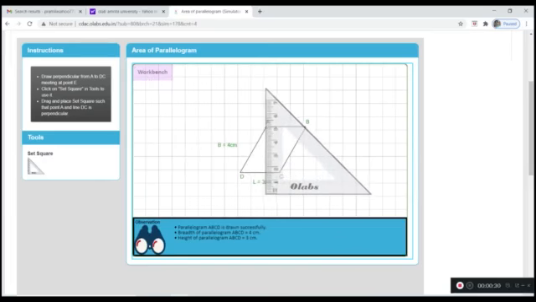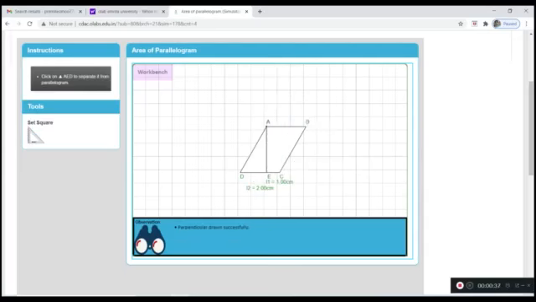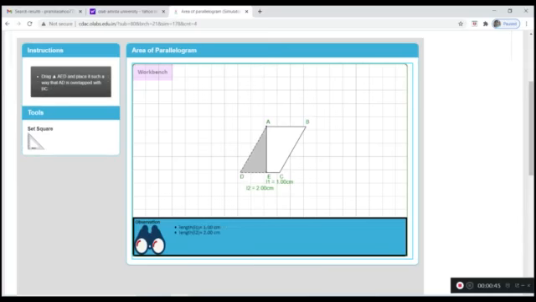So this is our set square. So in this way we have to draw perpendicular AE. AE perpendicular to CD. Then we have to cut the portion, the triangle AED from this parallelogram. Then we have to take this portion to the other side of the parallelogram and paste.